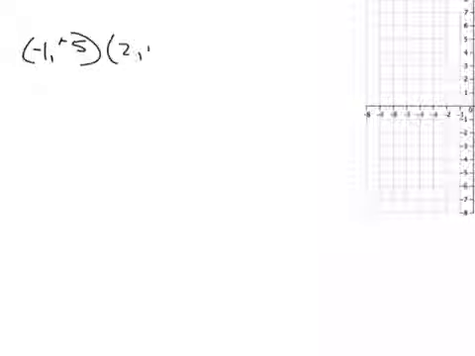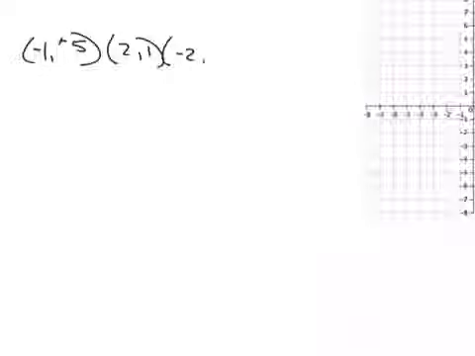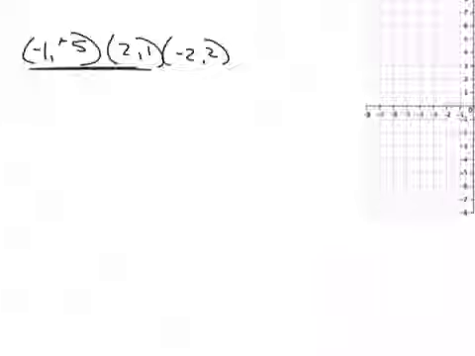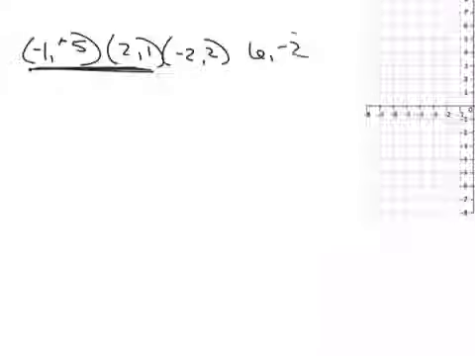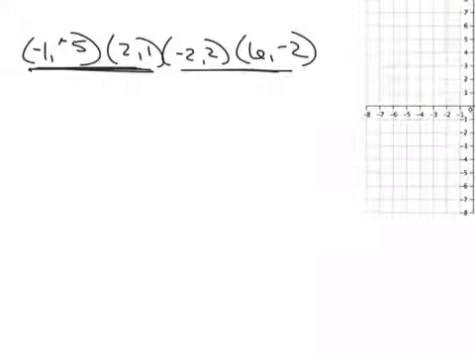So example 7 here, see if we can get done with this before I run out of time. Determine if the lines passing through the given pairs of points are parallel, perpendicular, or neither. So we've got (-1, -5), (2, 1), and (-2, 2), and (6, -2). These two are going to make a line, and these two that I'm writing here now are going to make a line, because it said between these 2 points and these 2 points.